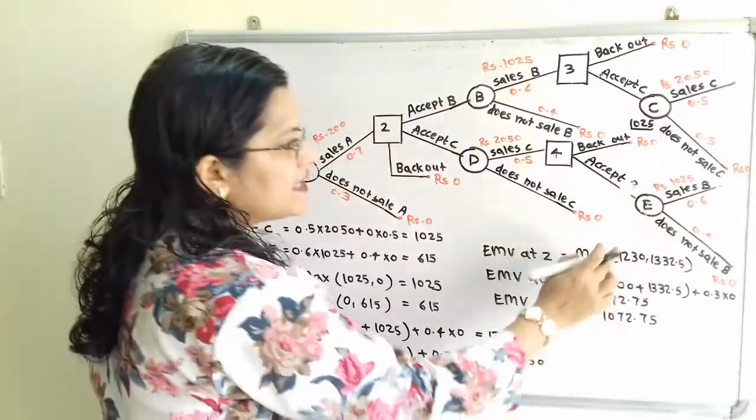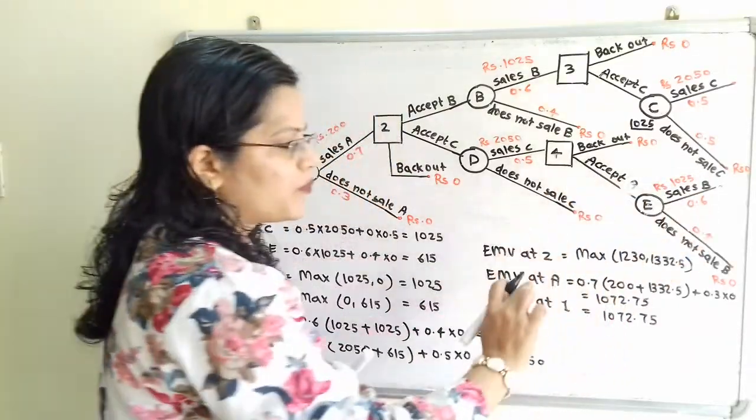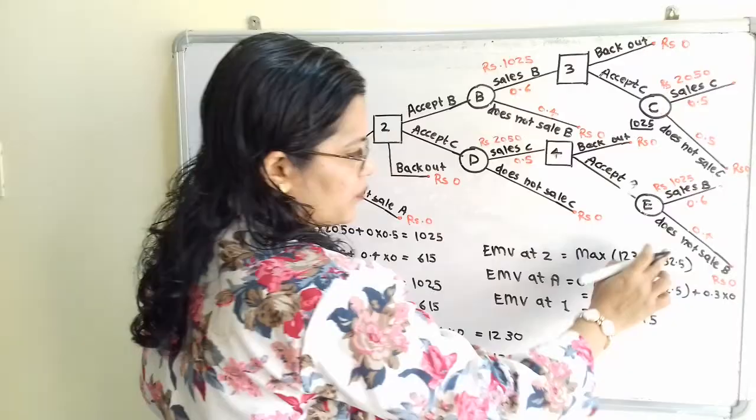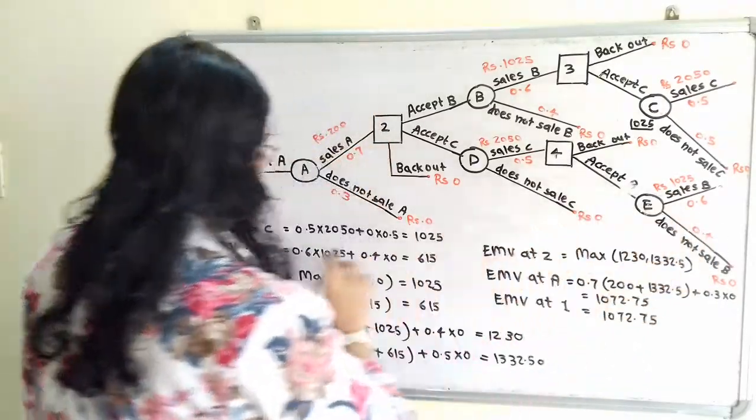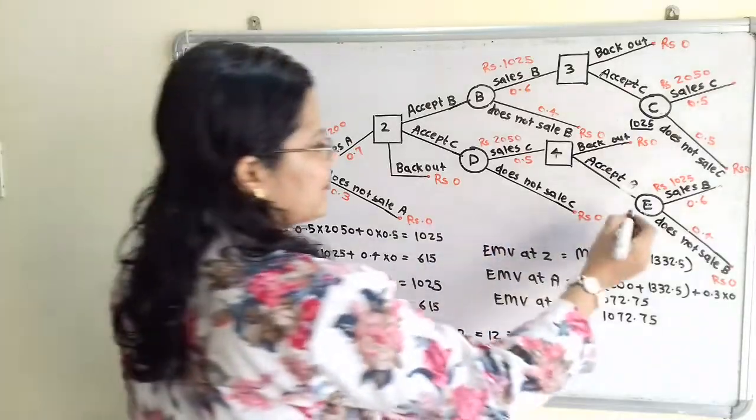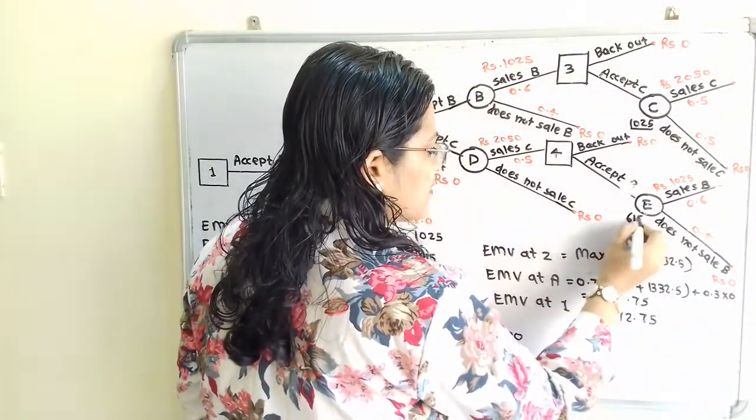Then at node E it is 1025 into 0.6 and 0 into 0.4. So here the probability is the remaining probability, that is 0.4. So the answer is 615. So I will mention here 615.